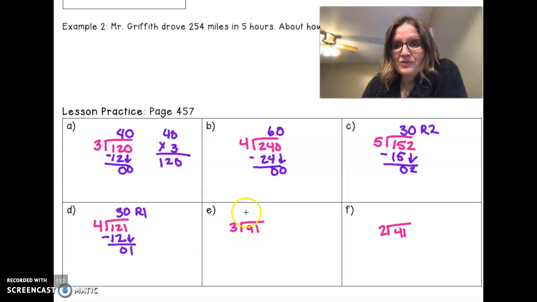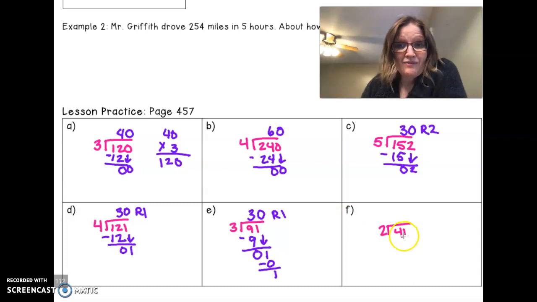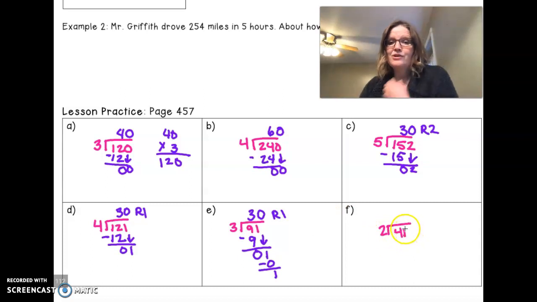91 divided by 3. We already know this is going to have a remainder. So we know that 3 times 3 is 9. We subtract, get 0. We pull down the 1. 1 cannot be divided by 3, so we put a 0 there. We do all our subtracting. The remainder is 1.